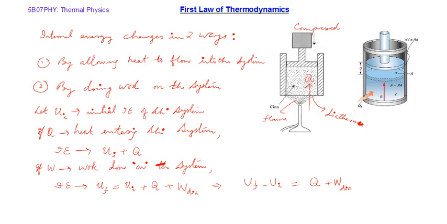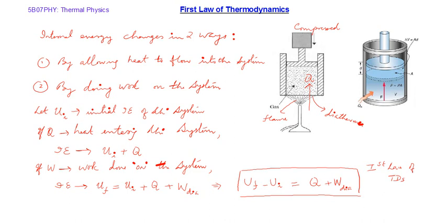So this equation is usually considered as the mathematical form of the first law of thermodynamics. The first law of thermodynamics can be represented in different ways. This is the most common way of representing the first law of thermodynamics, or this is the mathematical representation of the first law of thermodynamics.